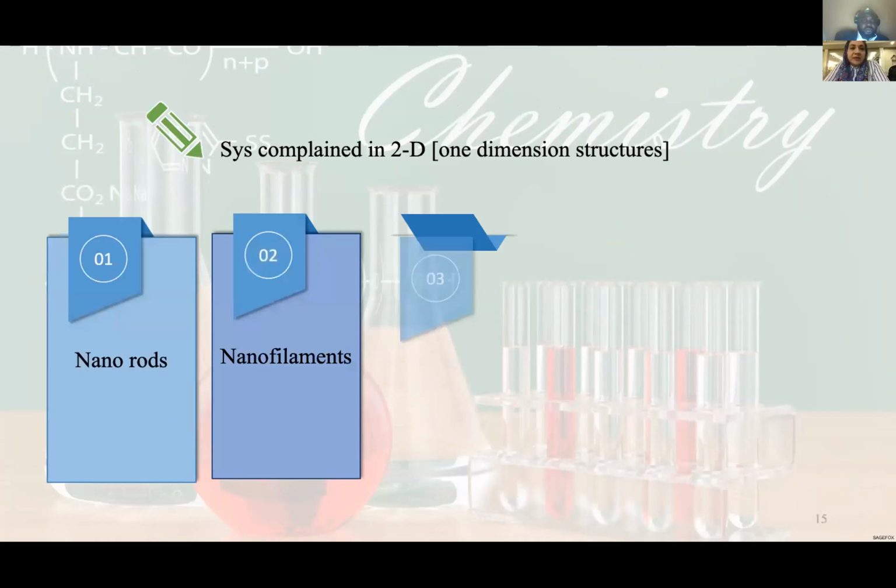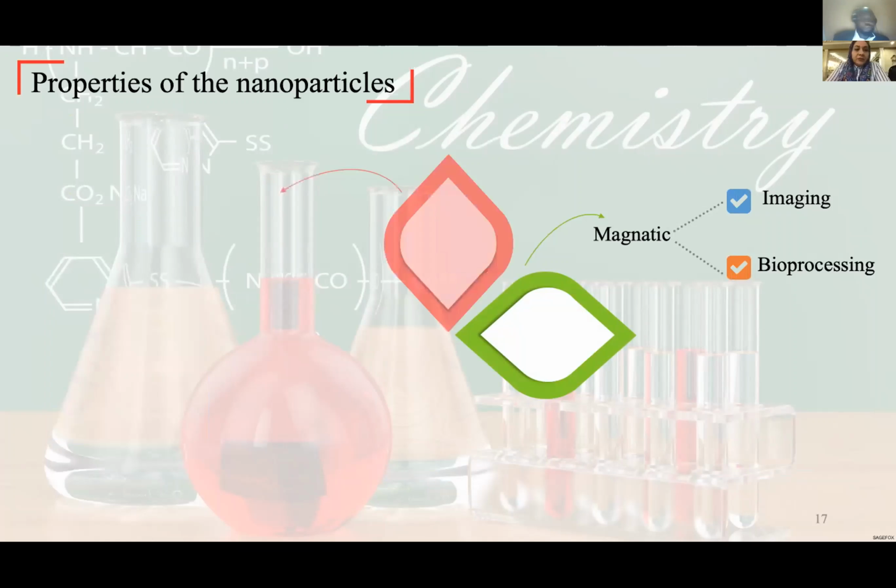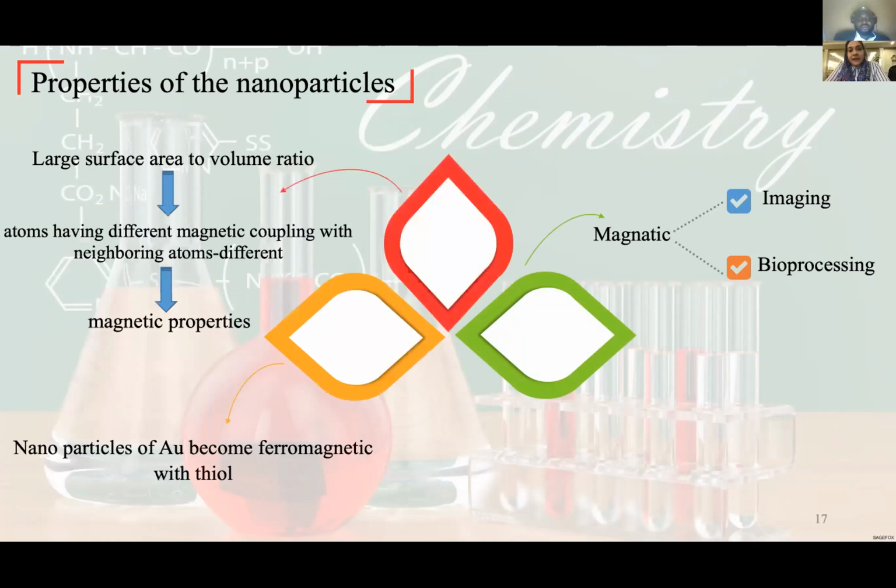About the properties of the nanoparticles, we can consider some views, for example, large surface area to volume ratio. We can see the atoms having different magnetic coupling with neighboring atoms, and different magnetic properties. And then nanoparticles, for example, gold, become ferromagnetic. With magnetic properties, we can use them for imaging and bioprocessing.